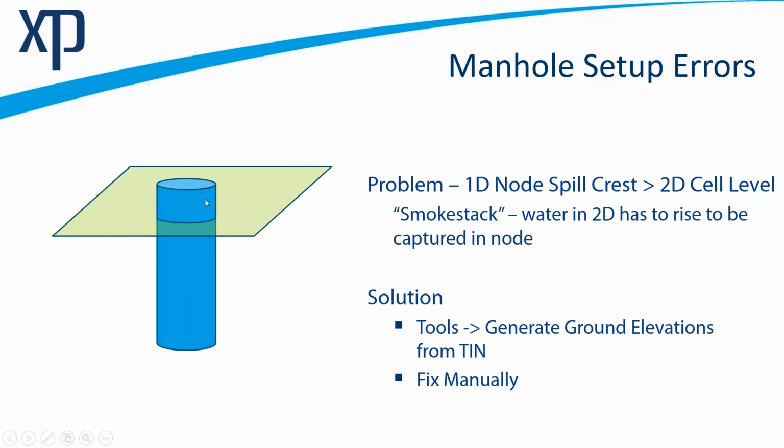Another problem which isn't automatically fixed is that maybe you're smokestacking, the elevation of the cells and the ground elevation of the node. It's not necessarily a problem to spill, but it's a problem to get back in. The land wouldn't drain well if it has to pile up a certain depth in the cell in order to get into the node. So in this case, you might want to more manually fix that, or move the node to the cell center and then regenerate the ground elevations from the TIN. That would be an automated way to do it.